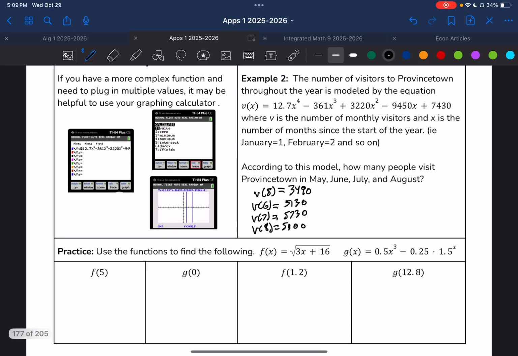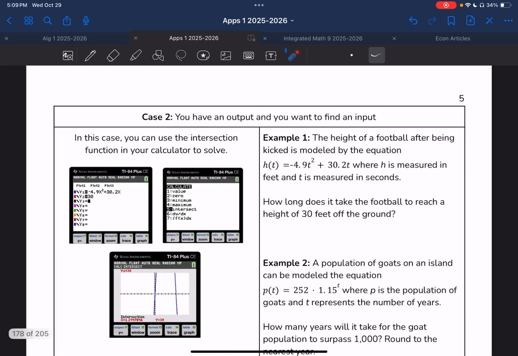So what I'll ask you to do now is use your calculator to evaluate these two functions at these different points. If you want to save some time, you can explore plugging them into y1 and using the value function, or just plug them in and do the math, whatever is more comfortable for you.